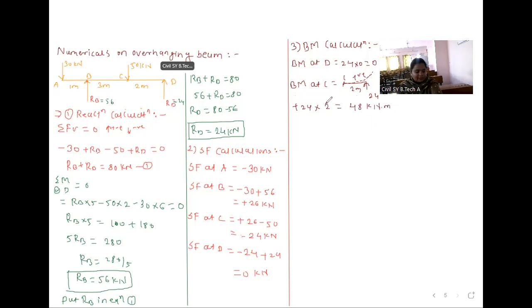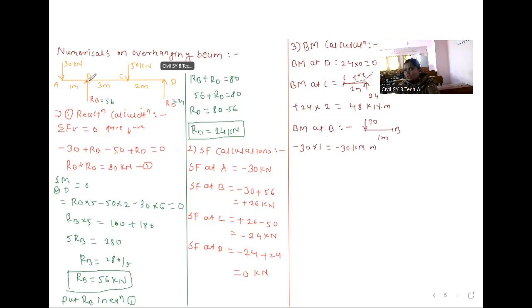After that, we will calculate bending moment at B point. Now we will calculate from this left side. Only one force will be there. So the figure is like that. Here force applied is 30 and span is 1 meter, and this is our B point. This pushes downward, so minus 30 into 1, which is equal to minus 30 kilonewton meter.